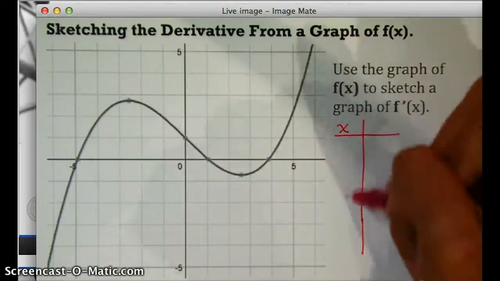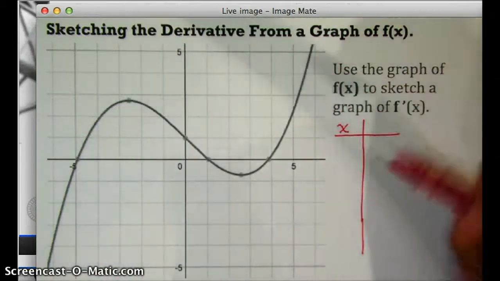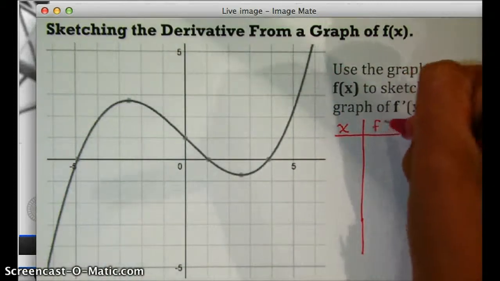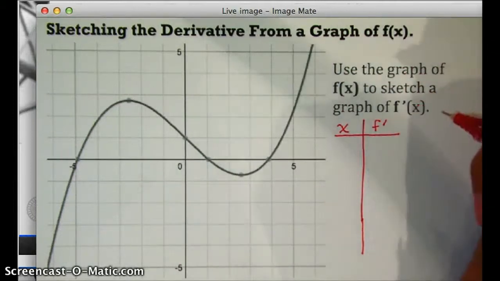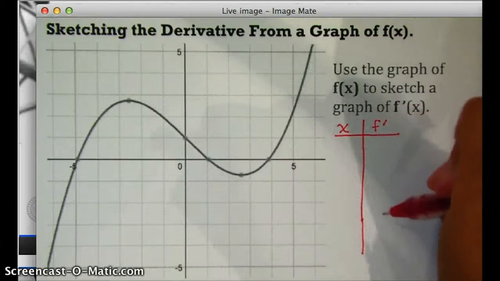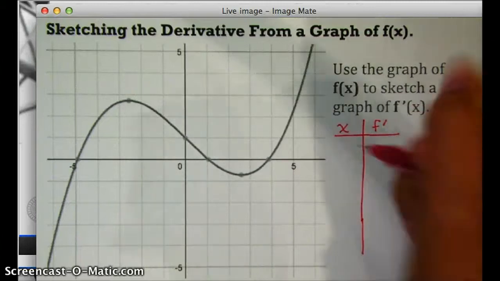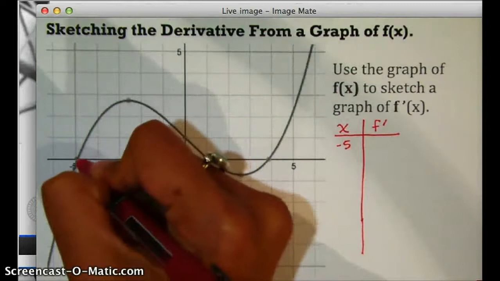We start with the x values, and then we're going to look on the graph and estimate the slope, and that estimate is going to become the y value of the slope function. In other words, my table is going to have x values and slope values. Let's start. -5, left of the graph. Here we go. My original function at -5.